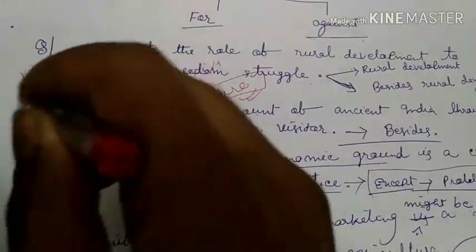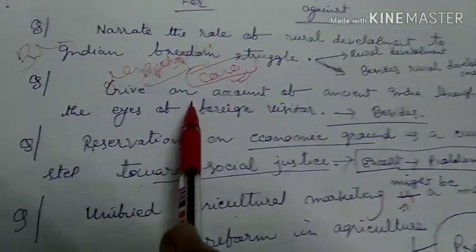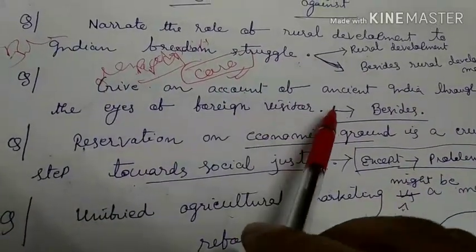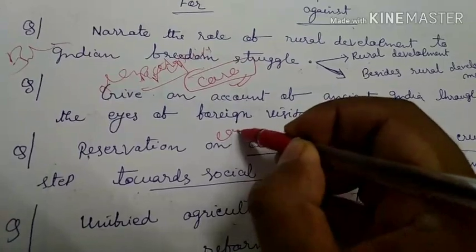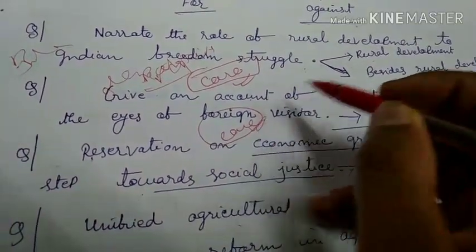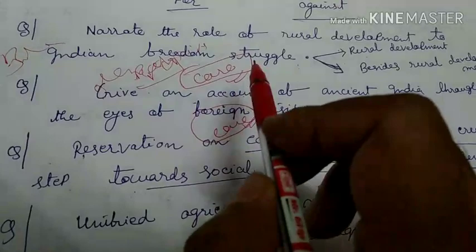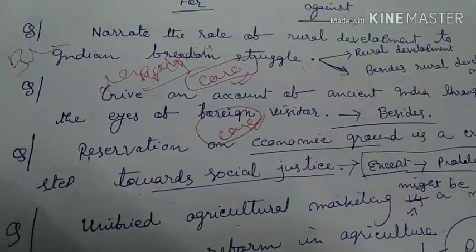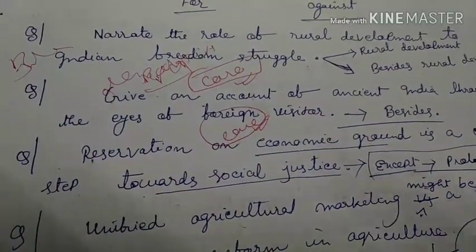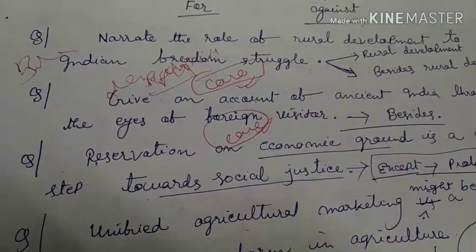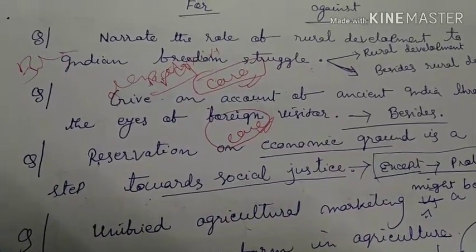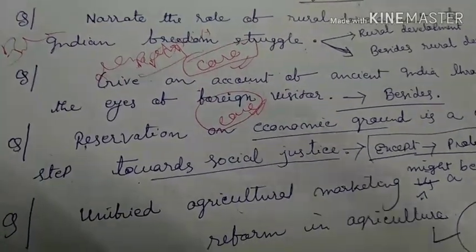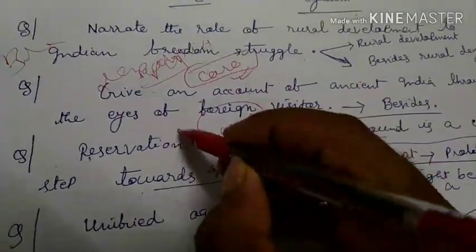Here this is the balanced. Then another question: give an account of ancient India through the eyes of the foreign visitor. Here, what is the core of the question? The core of the question is that we are asked to give an account of ancient India through the eyes of foreign visitors. That means whatever the foreign visitors have said about ancient India, whatever available information is in front of us, we have to narrate ancient India with the help of the available information given by the foreign visitors. That is the core of the question.